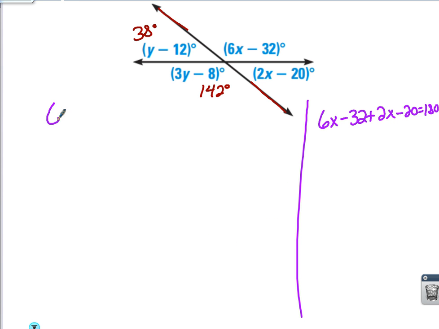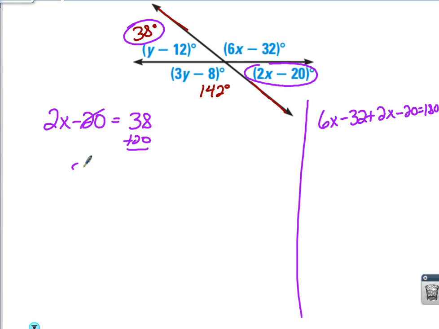How about, let's not go there. Let's go 2x minus 20. Perfect. You don't have to do this plus this equals 180. Why not do 2x minus 20? Don't we know that this angle is 38 now? Those are vertical. Why not? Let's just do 2x minus 20 is 38. Will I get the same answer either way? Yes. I'll prove it. Add 20. You have 2x is 58, divided by 2, you get x is 29.